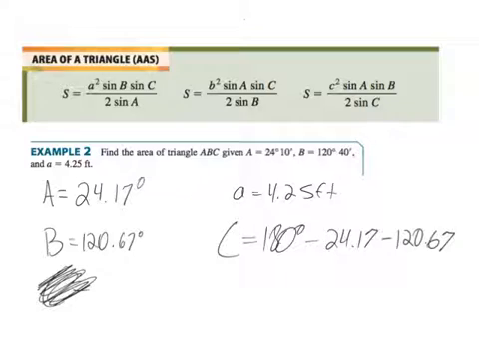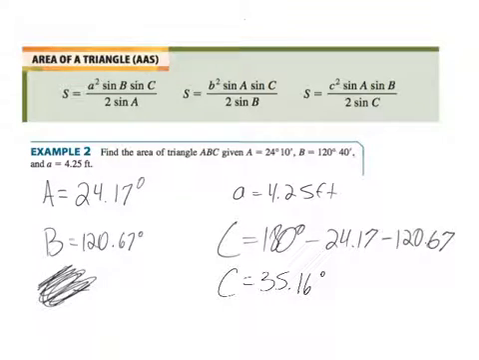All right, so let's see here. Let me pull the calculator back up. And I got 180 minus 24.17 minus 120.67. Gives me 35.16 for C.